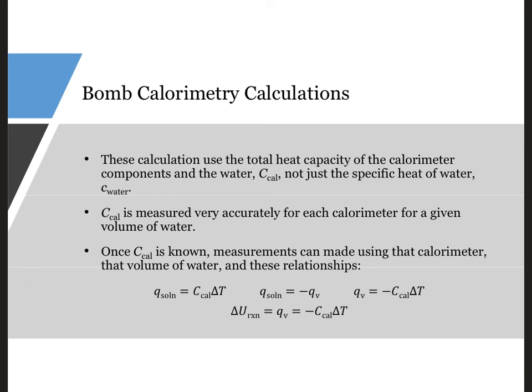This gives us several important relationships. Q of solution equals C calorimeter delta T. Q solution equals negative Q sub V, which allows us to say Q sub V equals negative C sub cal delta T, and delta U of reaction equals Q sub V equals negative C calorimeter delta T. Let's practice.